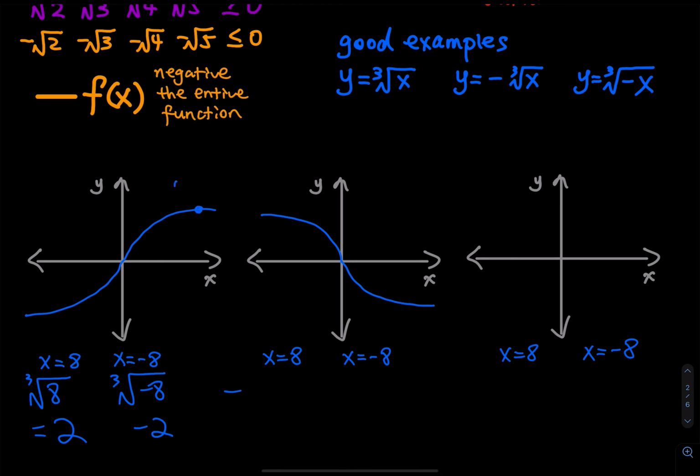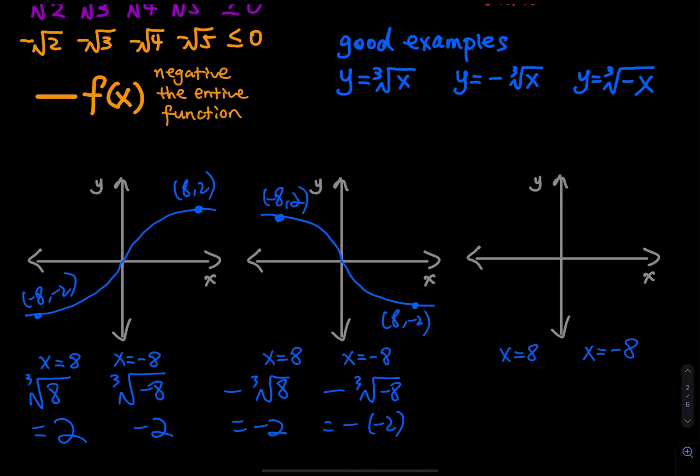8, 2 is right here, right? So 8, 2. This is a negative 8, -2, and then this is negative the cube root of 8, which is equal to -2. So we have 8, negative 2, and then negative 8. So we have negative the cube root of negative 8. This is negative, negative 2, which is equal to 2. So when x is equal to negative 8, y is equal to positive 2. This is a reflection in the x-axis. And then how about the last one?